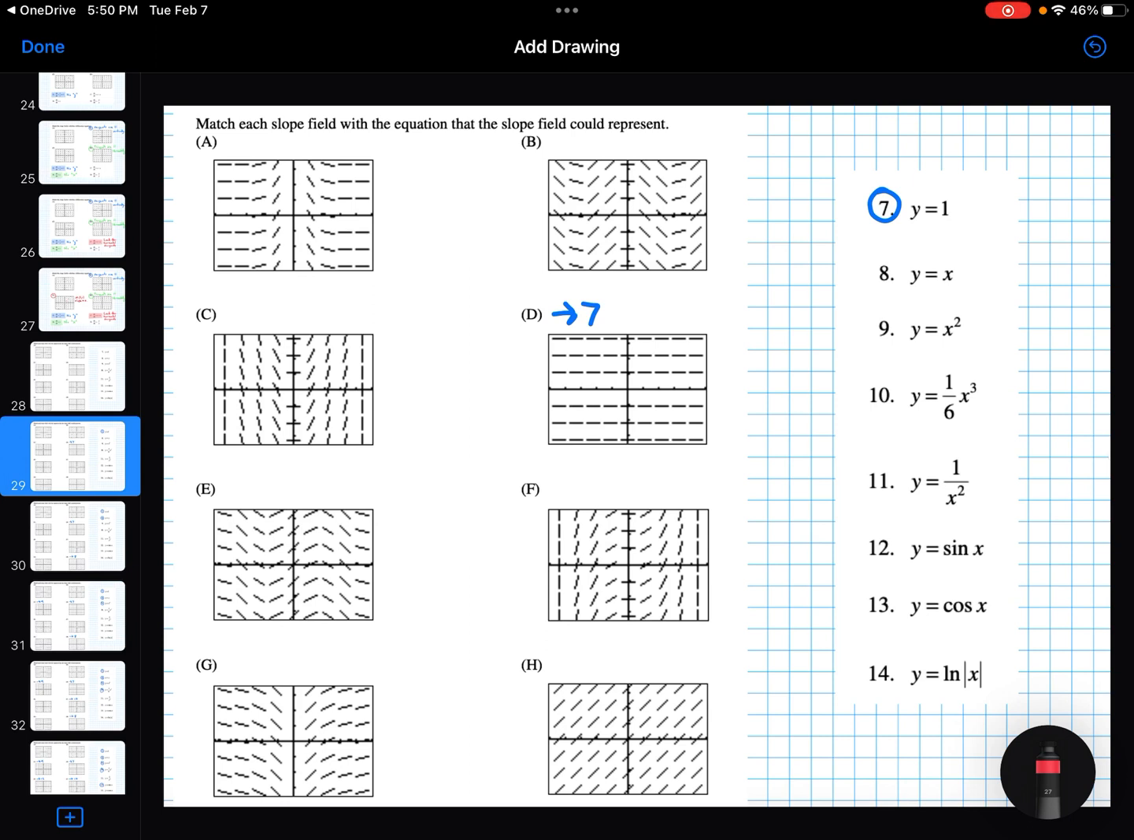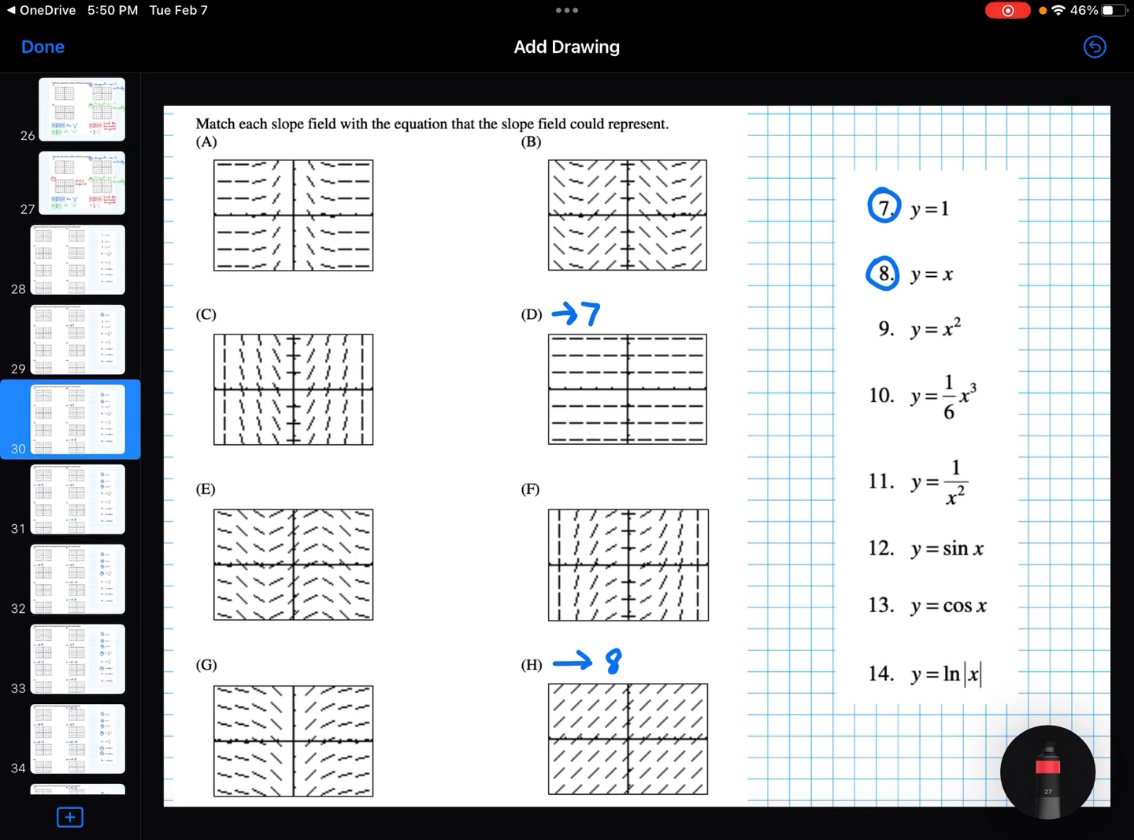Question number 8, y equals x. You know what that line looks like, so find y equals x slope field. It's going to be that 45-degree angle going up from the bottom left to the top right. There it is. Number 9, y equals x squared. You're looking for parabolas that have the y-axis as an axis of symmetry and are opening up, and that would be C. All right, number 10, you're looking for a cubic polynomial with a positive leading coefficient. So that's going to be increasing as it goes from left to right. It's going to level off around the middle there, and that's F.